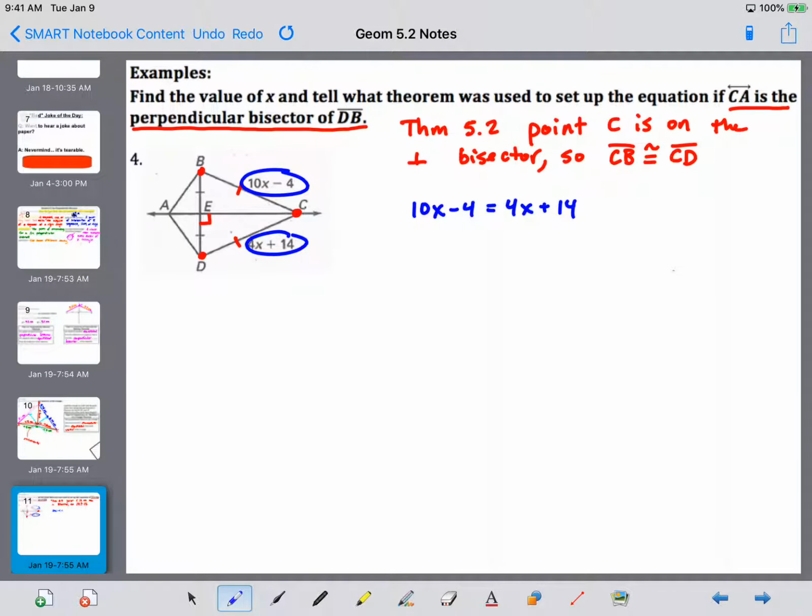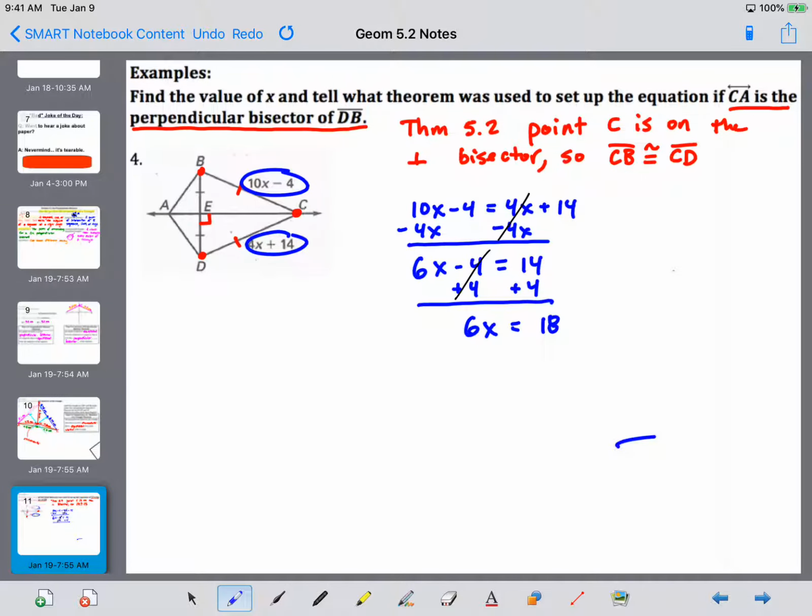And then we can use our awesome algebra skills to solve this. I'm going to start by subtracting that 4x from both sides. So we end up with 6x minus 4 equals 14. Let's go ahead and add that 4 to the other side. These will cancel. We get 6x equals 18. And if we divide by 6, we can see x will equal 3.